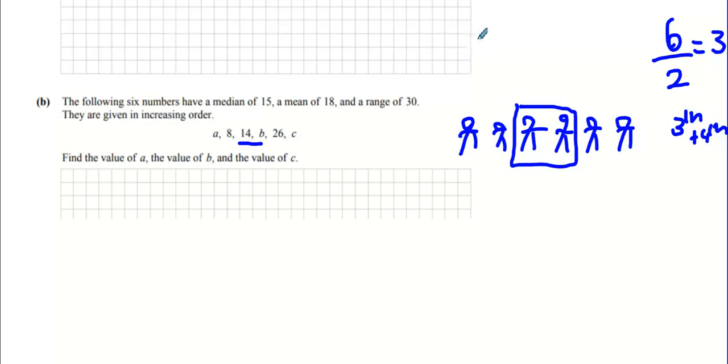In the previous question, it was 5 divided by 2, which was 2.5, which when you have to round it up, it's the third person.